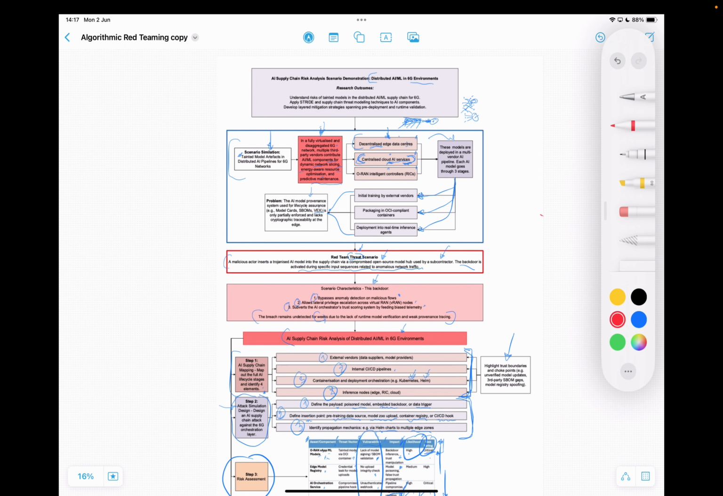What should I use? Yellow. Let me use, no, that one, not this one. Yellow pen. Let me change a little bit here.